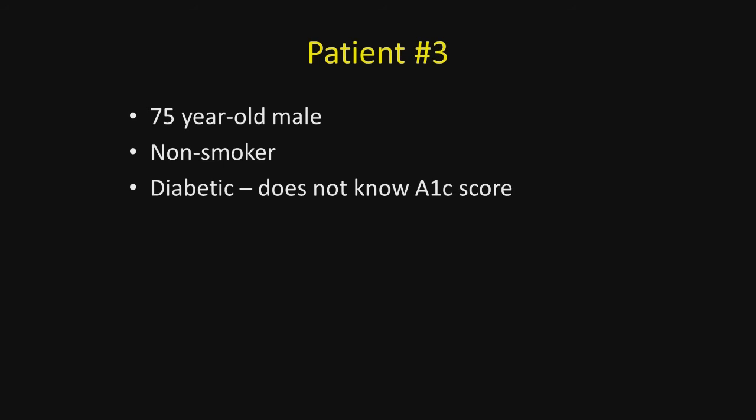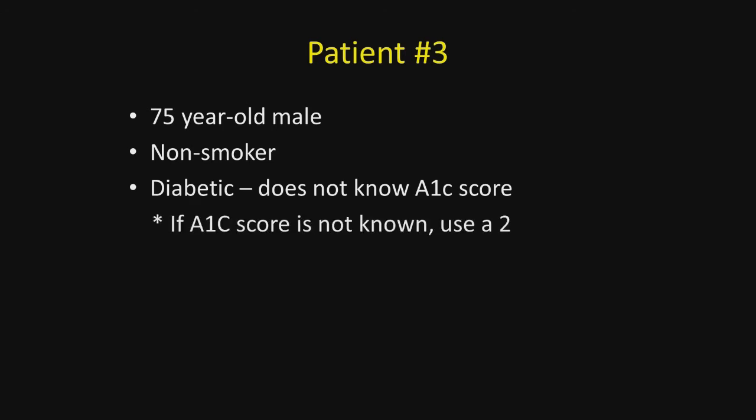Now let's go to a more challenging patient. Patient number 3 is a 75-year-old male, a non-smoker, who says he's diabetic but does not know his A1C score, and initially does not want to have an A1C done in the office. What do you do on that?